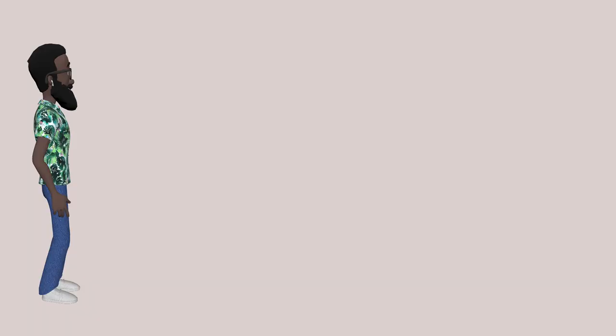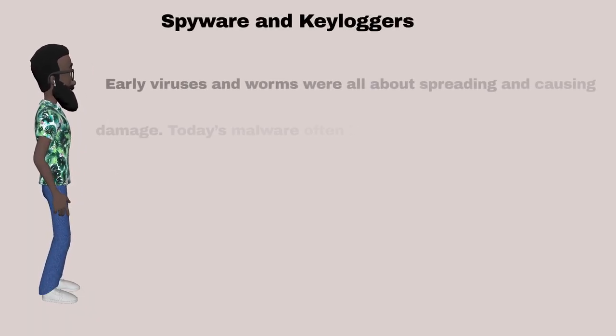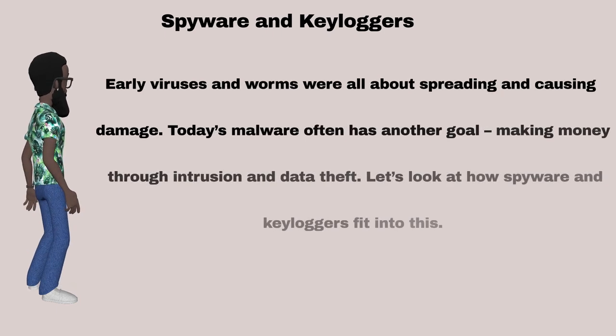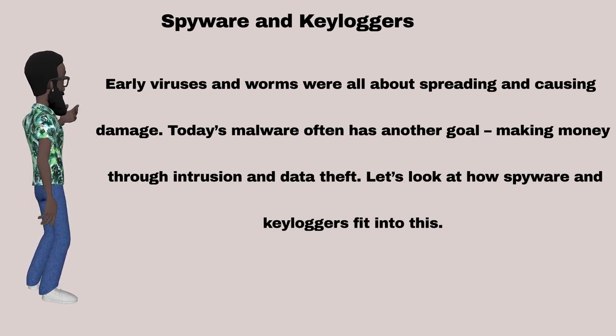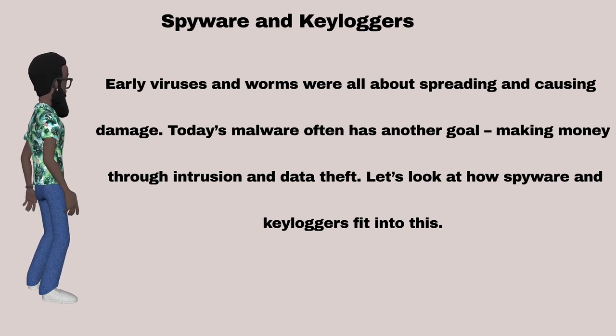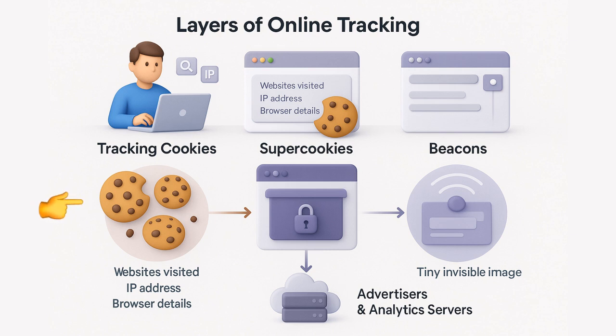Alright, now let's talk about spyware and keyloggers. Early viruses and worms were all about spreading and causing damage. Today, malware often has another goal, making money through intrusion and data theft. Let's look at how spyware and keyloggers fit into this. You have tracking cookies and super cookies. Now, cookies themselves aren't malware, but tracking cookies record what sites you visit, your IP address, and the browser details. They're created by ads and analytics on websites.